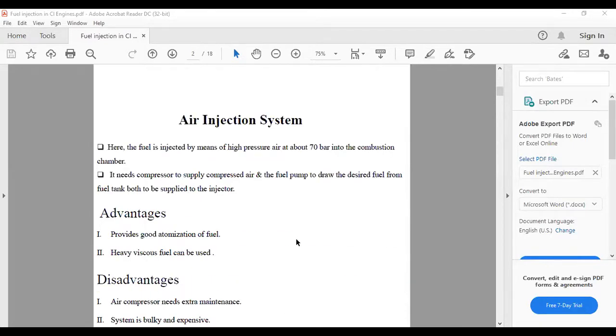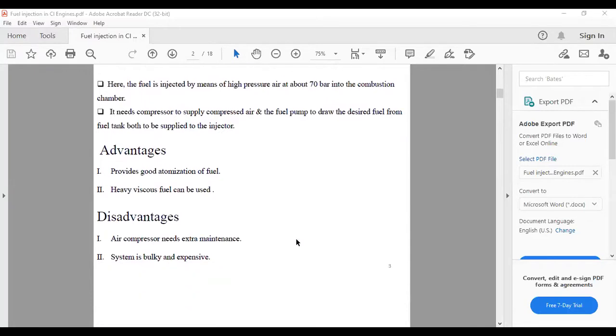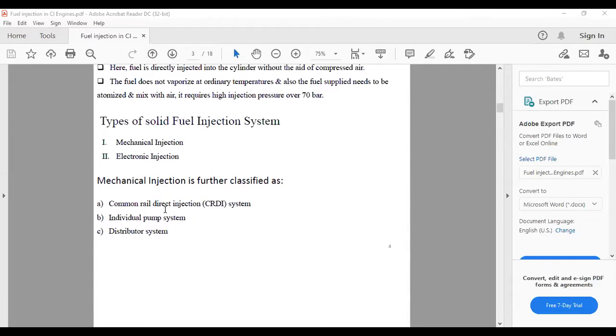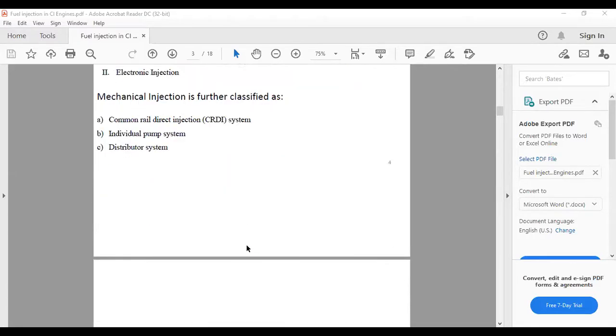So in air injection system, high pressure air is used to inject the fuel into the cylinder, but the cost is more, and efficiency is less because of the additional weight of the compressor. Next, airless injection is classified into mechanical and electronic injection. Compressed air is not used; instead, pumps are used here: a common rail injection system, individual pump, distributor system.